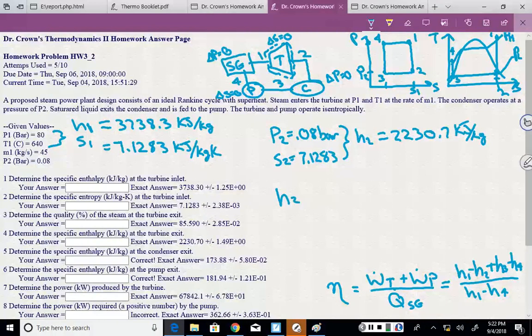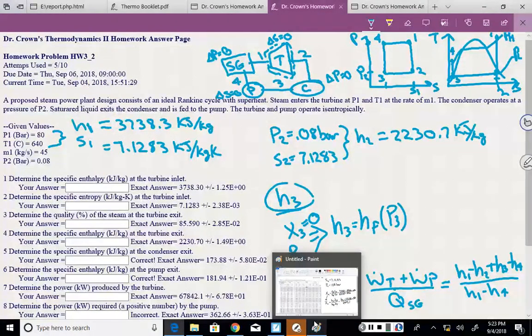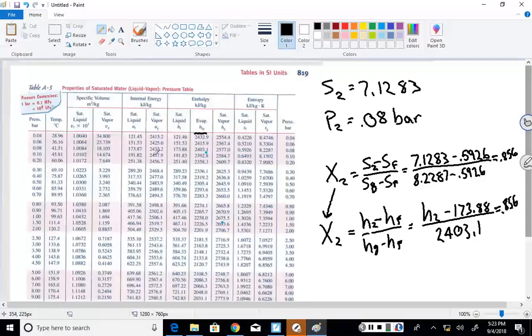Right, then H3, I know at state 3, the quality is also known, and so I know the pressure, and with these two values then, so I'm looking for H3, so I can get that from the quality and the pressure. Quality is 0, saturated liquid at the pump inlet, so HF at P3. So I go to the saturation tables. Pressure is 0.08, and we've already looked that value up. It's one we've been working with. It's the 173.88, so that's HF at 0.08 bar.